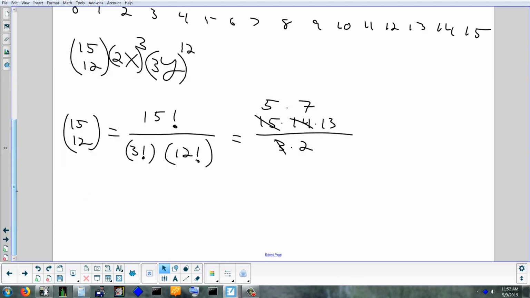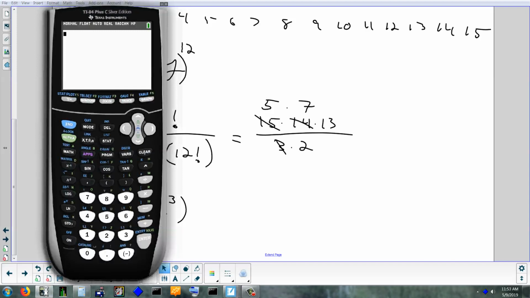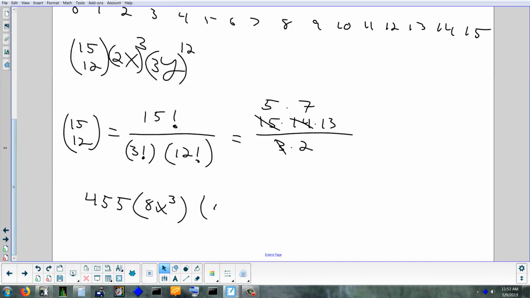Okay, so 455 times, what's 2x cubed? This is the easy one. Next one gets a little bigger. 8x cubed. Now, the next one, 3y to the 12th. That's big. 3 to the 12th. Well, actually, I guess it's not that big. 531,441.